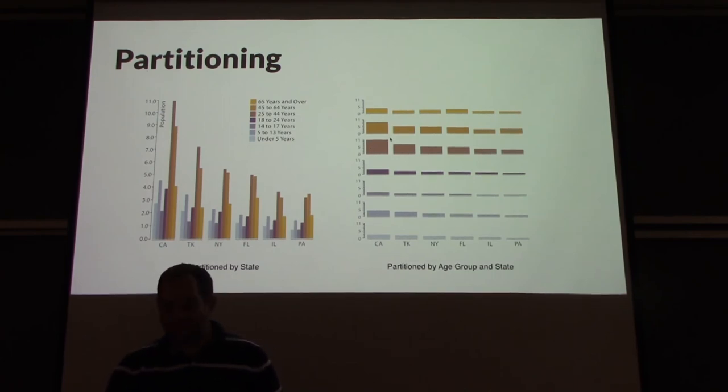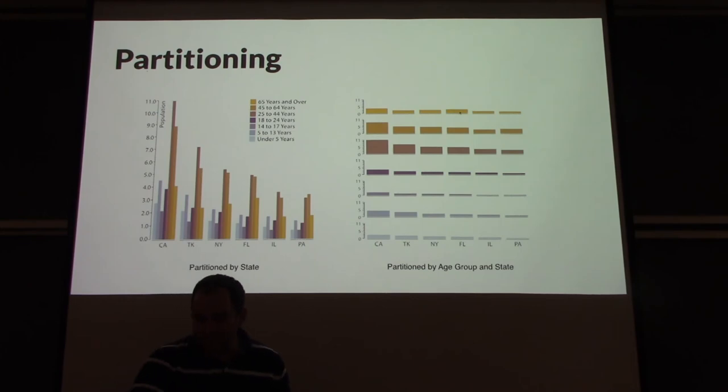It always depends on what you want to ask, but if you want to make comparisons within an age group across states, for example, to spot that Florida is a favorite spot for pensioners, this might be the better visualization because you can spot that Florida here is higher compared to other age groups.